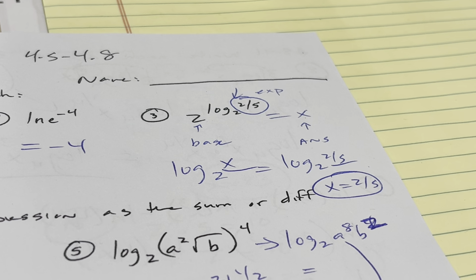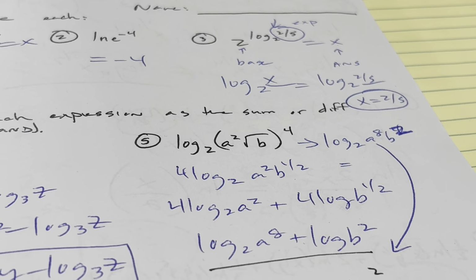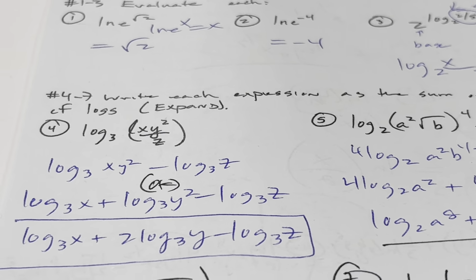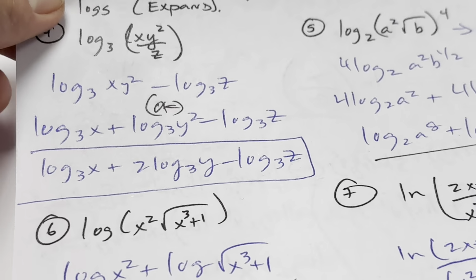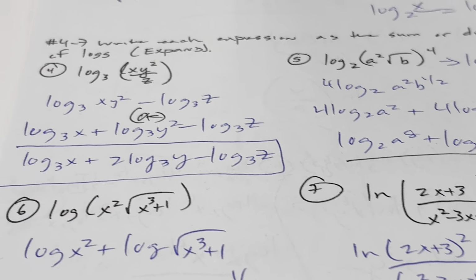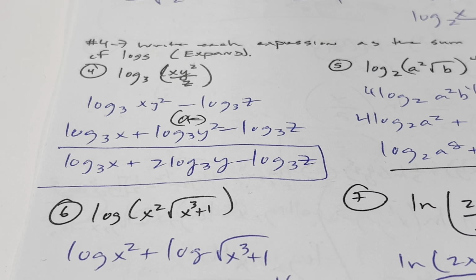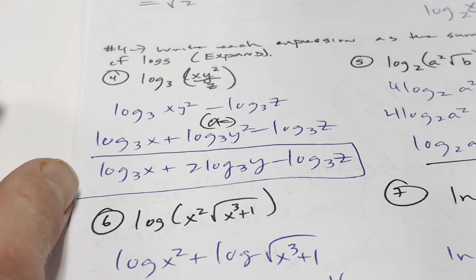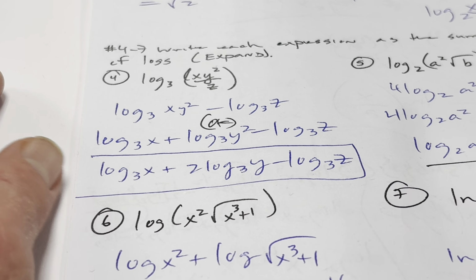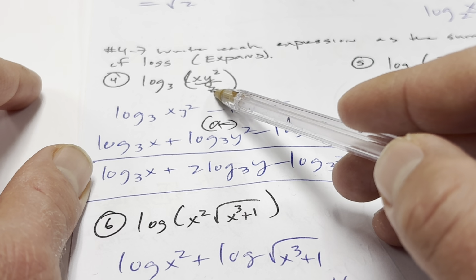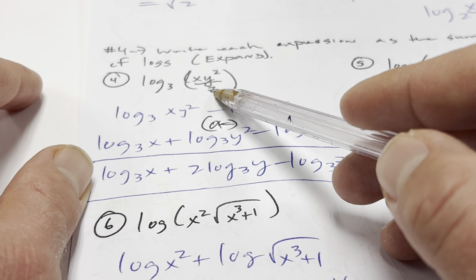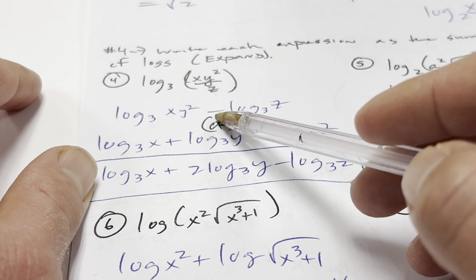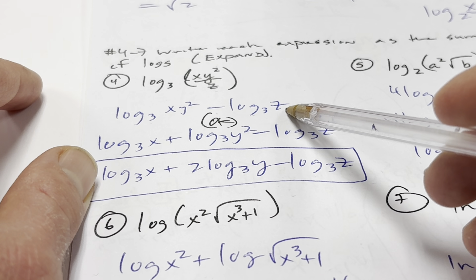X is 2/5. All right, here we are going to write as a sum or a difference. We're going to expand. Again, I put where it's okay to leave your answer. This can be a bit more challenging because sometimes you just don't know when to stop with it. All right, so here I clearly have division. So I'm going to say log base 3 of my numerator minus log base 3 of my denominator.